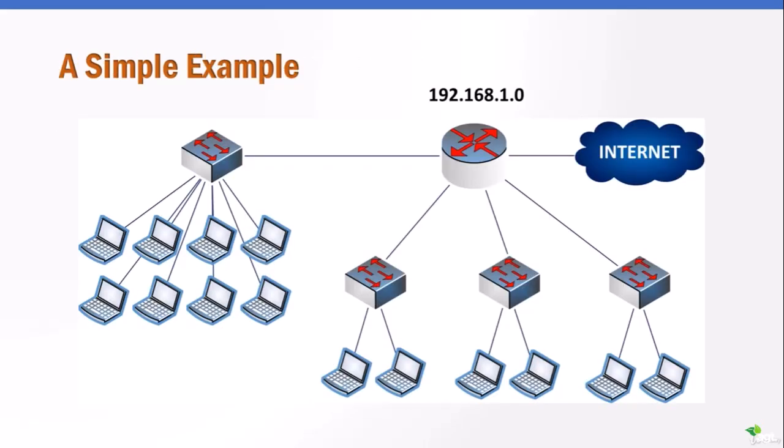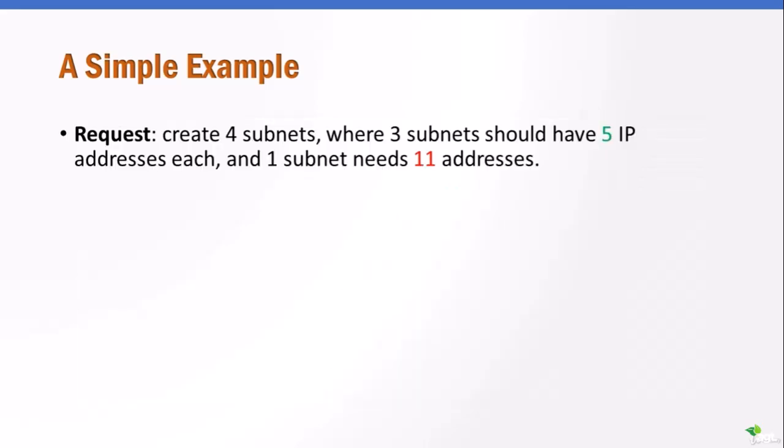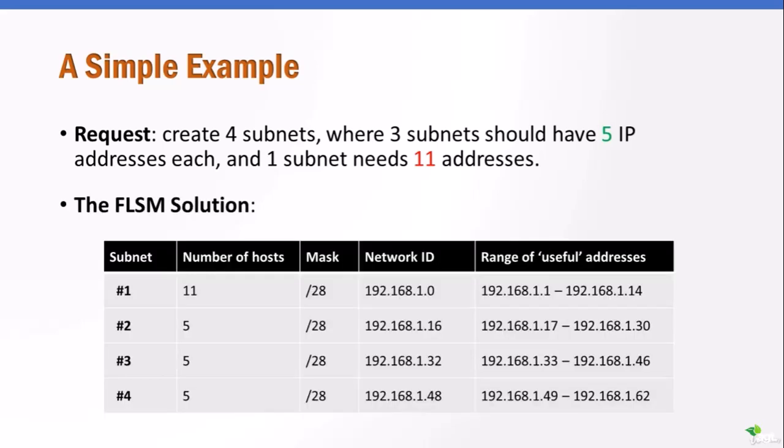We're going to use the same example we used in the previous lesson, only this time we're going to adapt the mask when we get to the smaller networks. So we're not going to use the same mask for all 4 networks. The request was to create 4 subnets where 3 subnets should have 5 IP addresses each, and 1 subnet needs 11 addresses. Let's remind ourselves what was the solution when we used the FLSM technique.